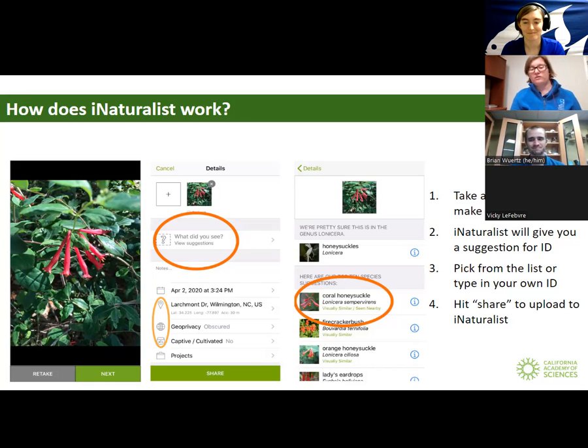And once you've done all of those things, I know that was a lot all in one go, but you'll get used to it once you do it over and over again. Once you do all of that, you hit share and it uploads it to that database. Next slide, please.